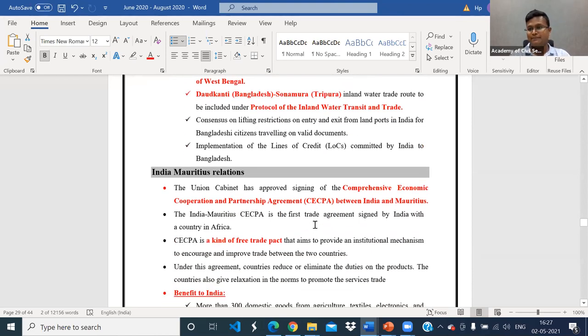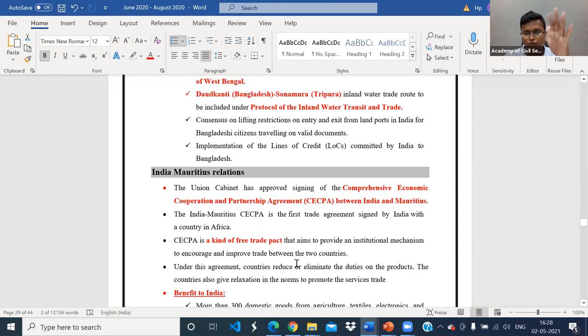India-Mauritius relationship. There is a term called Comprehensive Economic Cooperation and Partnership Agreement. What does that mean? That is a full-fledged economic cooperation. Not only export and import, but investment will be there, everything, every economic activity. India has recently signed the Comprehensive Economic Cooperation and Partnership Agreement with Mauritius. The speciality of this agreement is that it is the first agreement India has signed with any African country, and it is almost like a free trade pact.